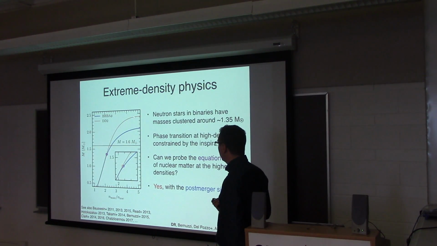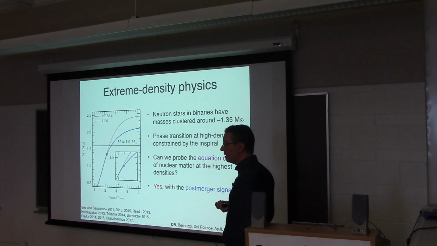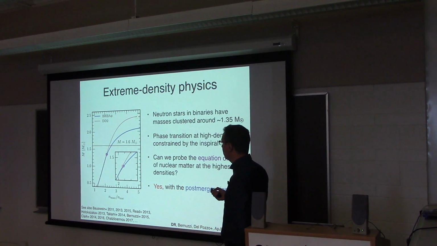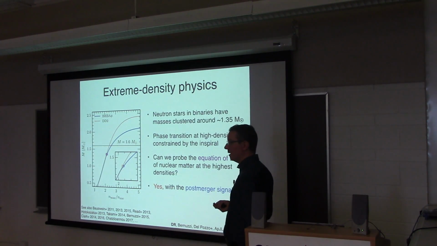So the question that we asked ourselves was whether it is possible to measure such a change in the equation of state at high density by looking at the post-merger. So we have taken two equations of state that are identical at low density. These are called DD2 and BHB lambda phi.